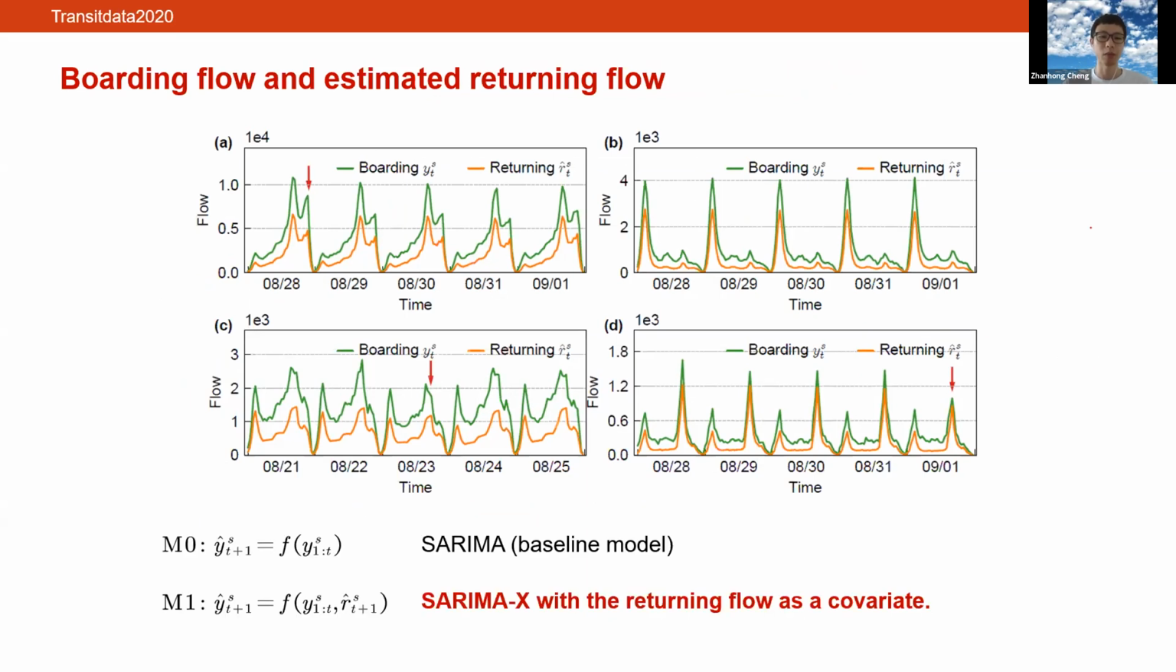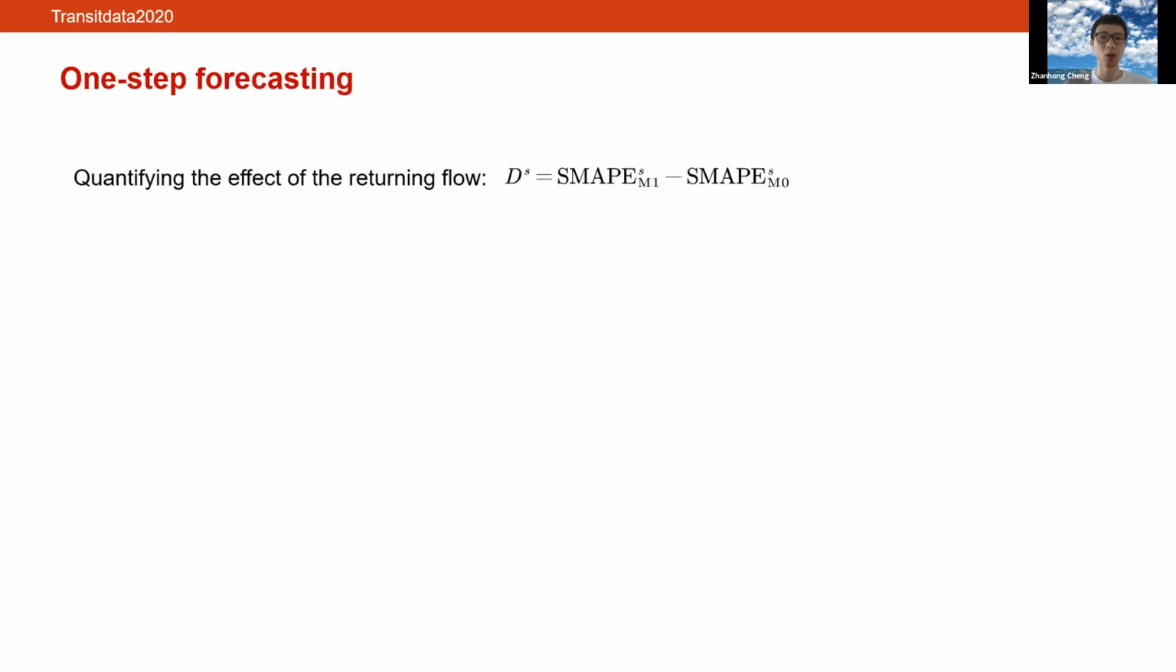And we did some experiments. We used the S-ARIMA as our baseline forecasting model, and we used the returning flow as an external covariate, injecting it into the S-ARIMA model to form another type of forecast. Then we did the experiment. To quantify the effect of the returning flow, we use the difference in the SMAPE error. If the difference is negative, it means our method can help the forecast. And we do this for all the stations.